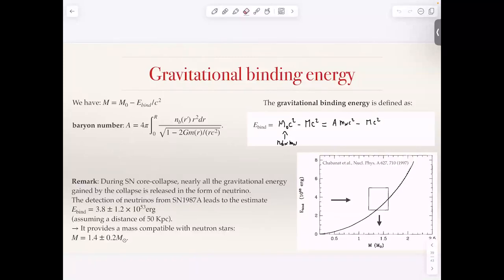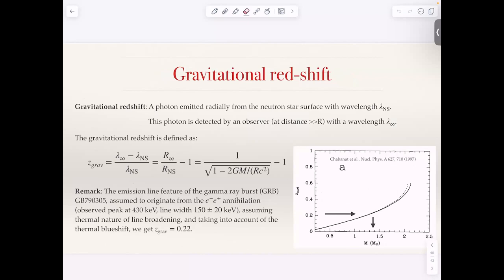A few slides. So this one, we stopped here this morning. And then the next one is about the redshift. I'll go pretty fast on that.